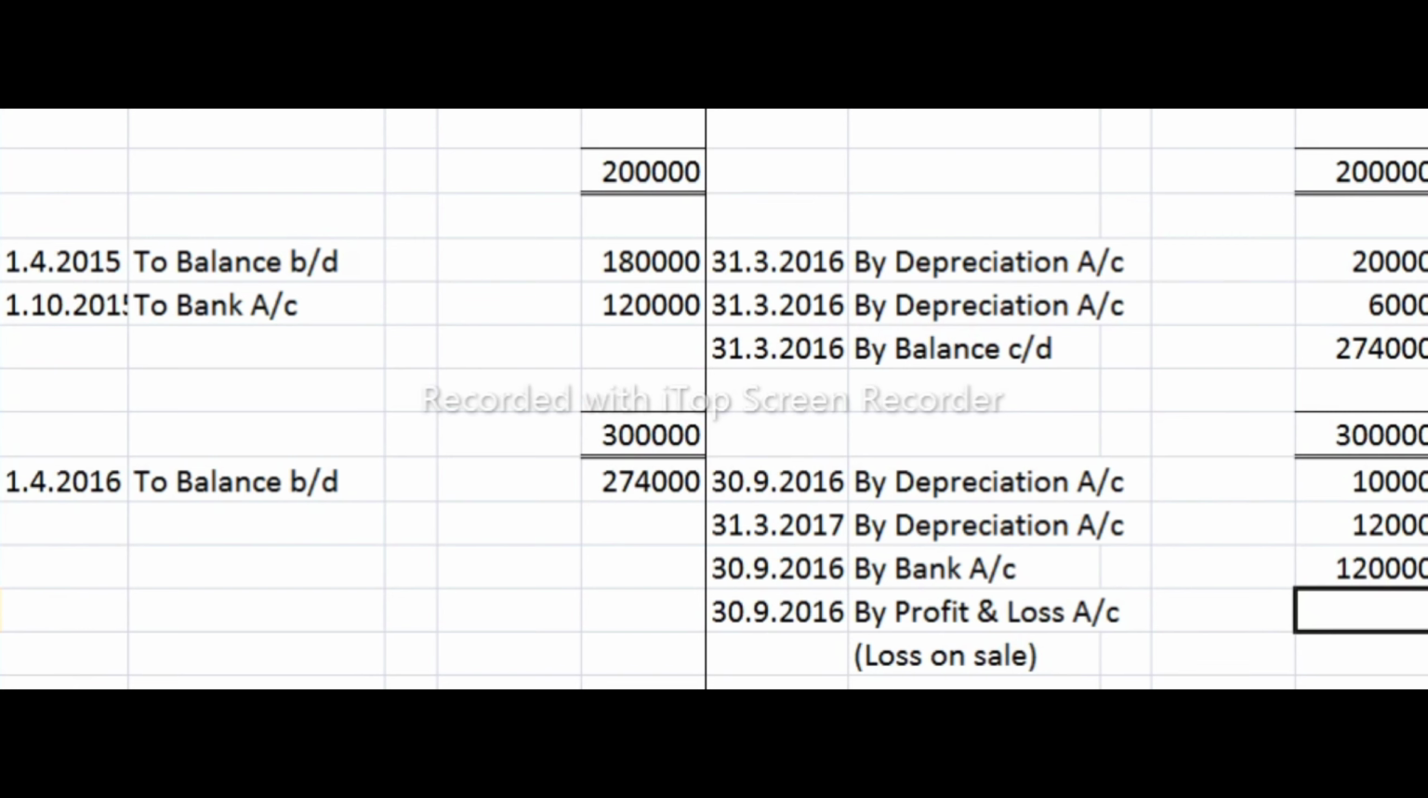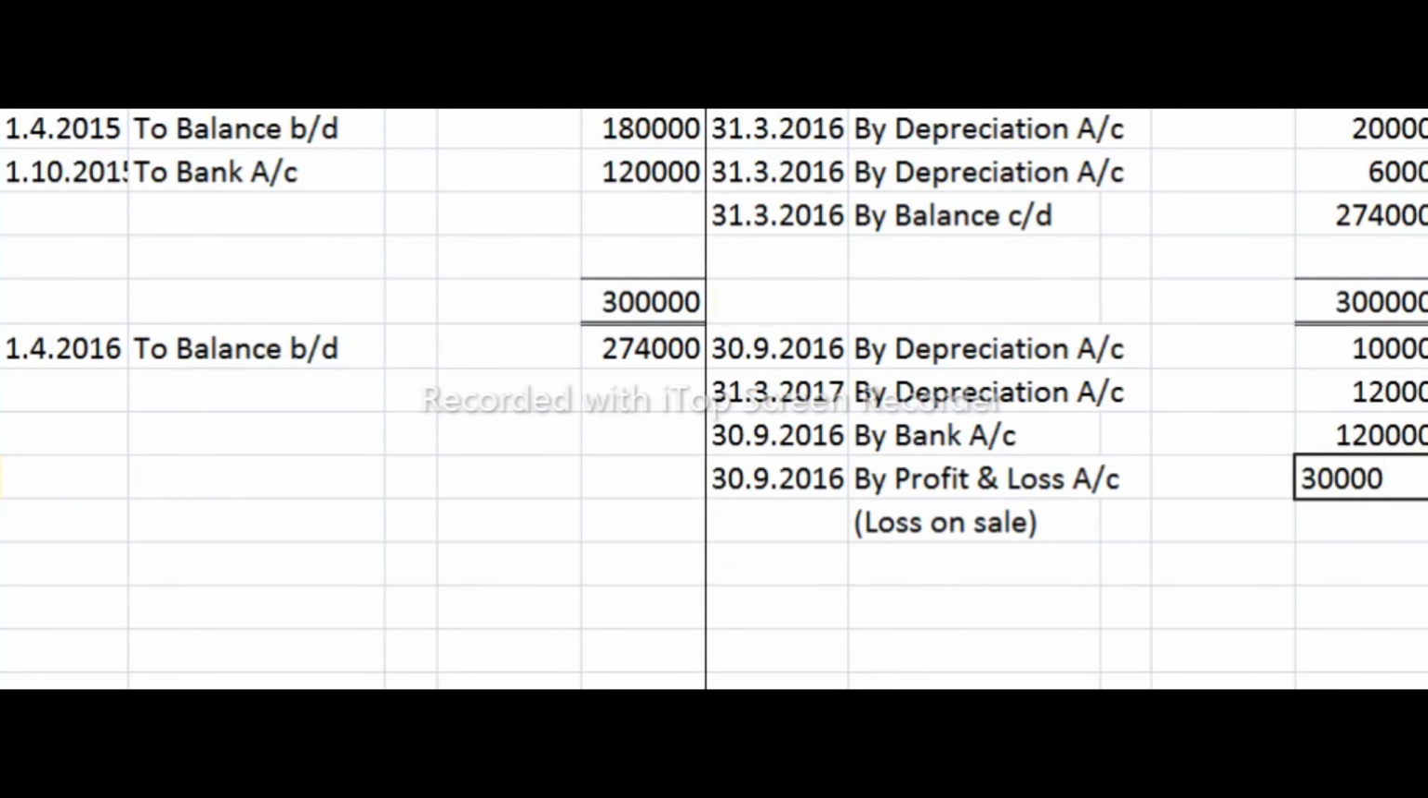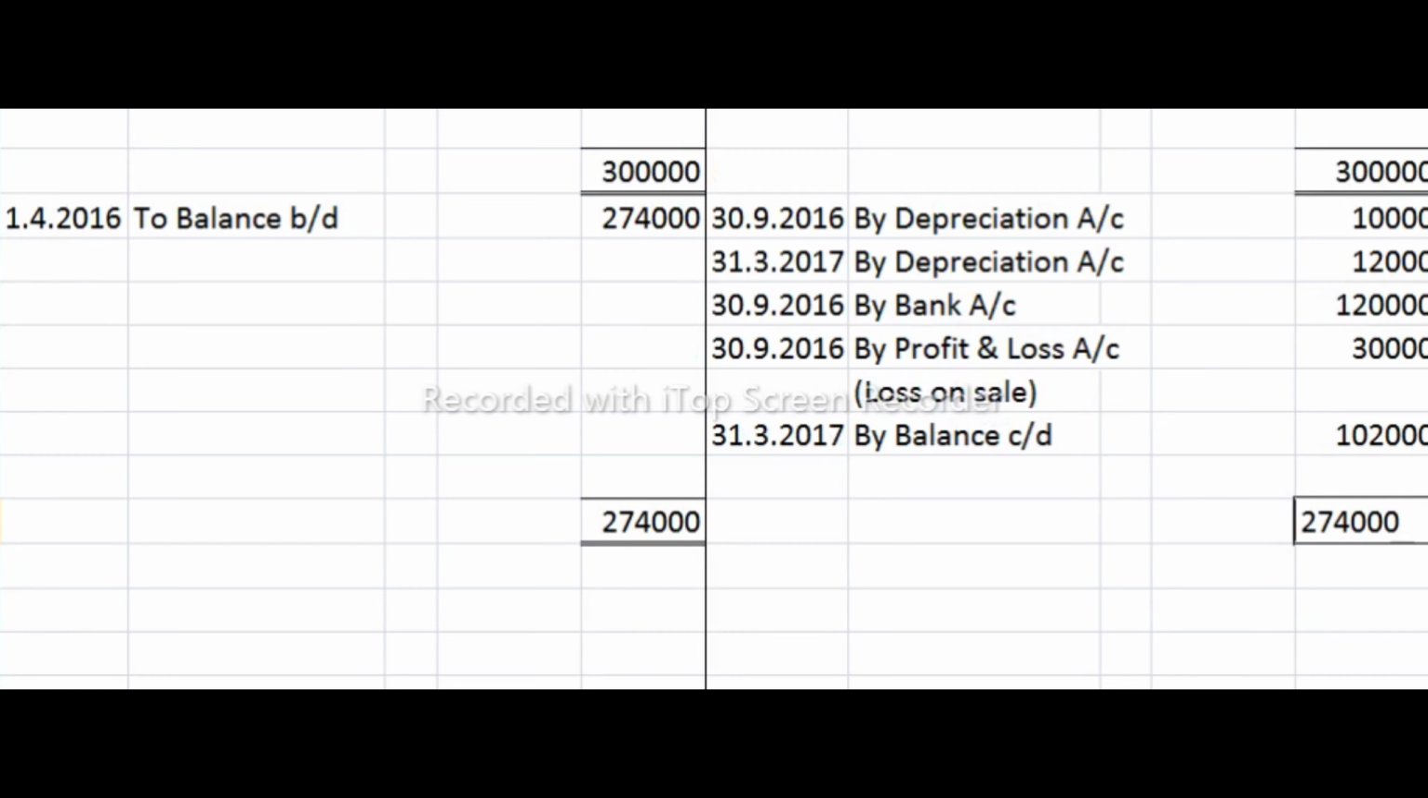With that, the third year of the machinery account is over. We have to balance it. So again, draw the grand total, and the highest total is going to be 2,74,000, which has to be written on both the sides, and the lesser side is the credit side. Therefore the last date, that is 31/3/2017, by balance carried down. So the balance carried down is nothing but 1,02,000. Now take that 1,02,000 and put it in the opposite side as brought down. With that, machinery account comes to an end.